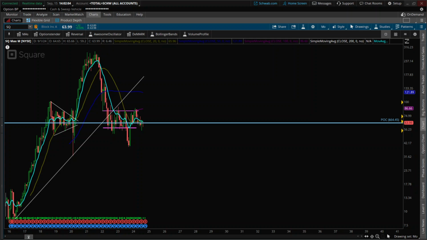We're going to look at Square. Today is Sunday, September 15th, 2024. I had to look. So we're taking a look at a long setup on Square.